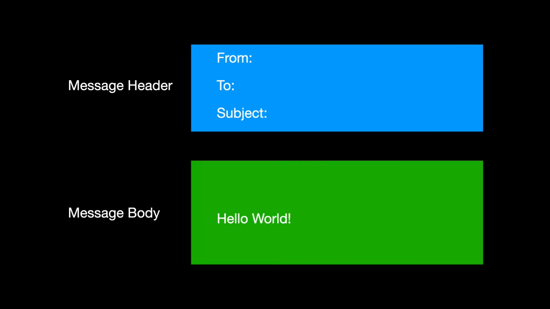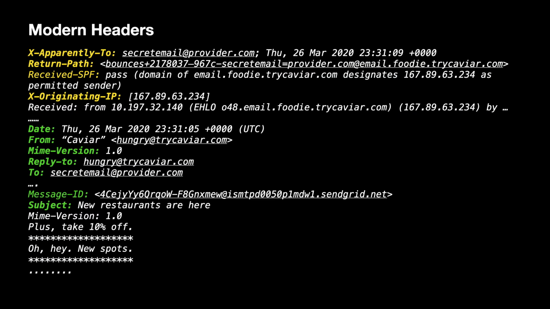An email comprises two parts, an envelope and a message header and body, much like a traditional piece of mail. The envelope contains the sender and recipient fields, as well as some additional metadata like timestamp and MIME properties. Within the email, we have the message header and a message body. Let's look at what modern headers look like.